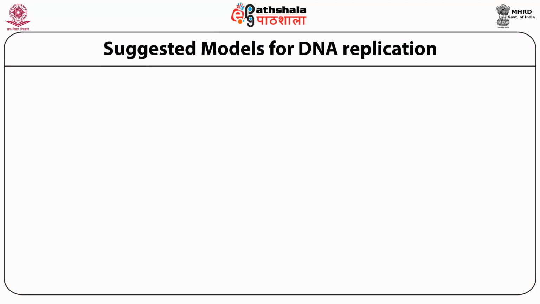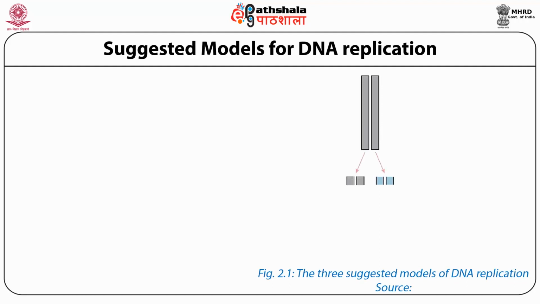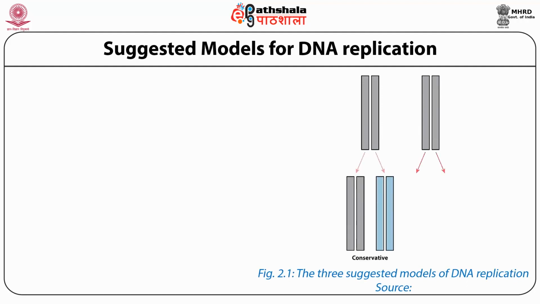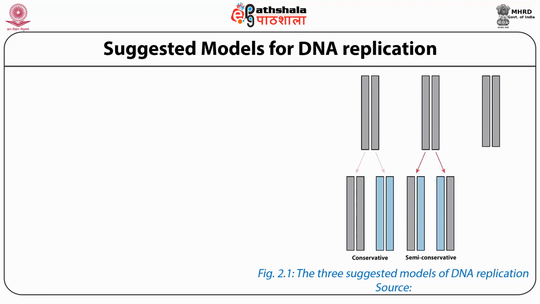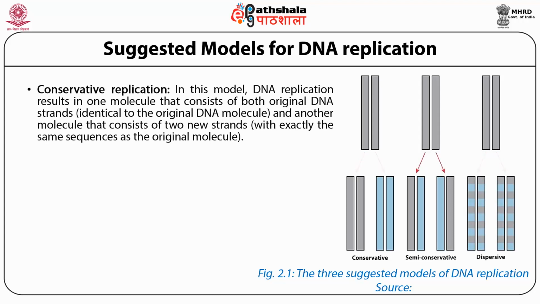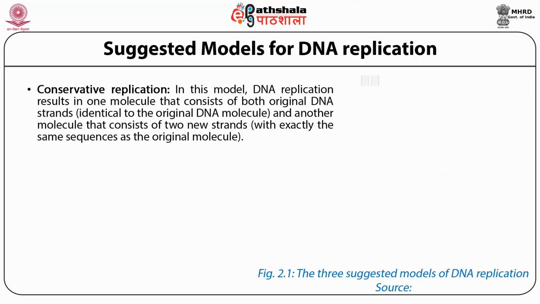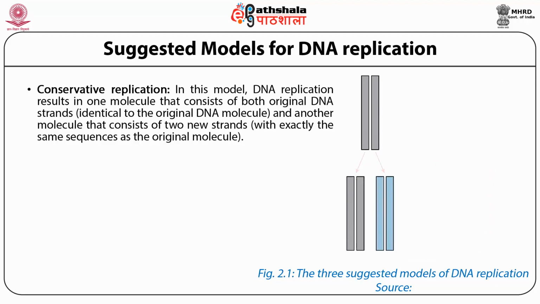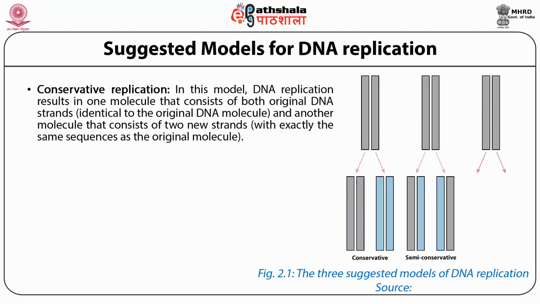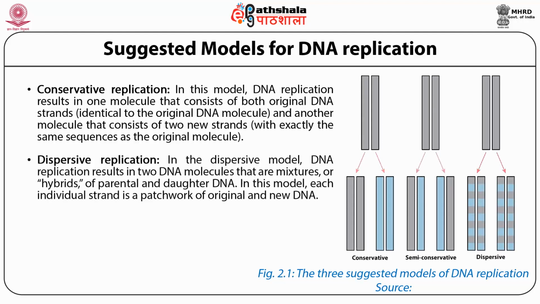Although the semi-conservative mode of replication was proposed, the other suggested models included the conservative replication of DNA and dispersive replication of DNA. In the conservative replication model, DNA replication results in one molecule that consists of both original DNA strands, identical to the original DNA molecule, and the other molecule consists of two new strands with exactly the same sequences as the original molecule. In the dispersive replication, DNA replication results in two DNA molecules which are mixtures or hybrids of parental and daughter DNA.